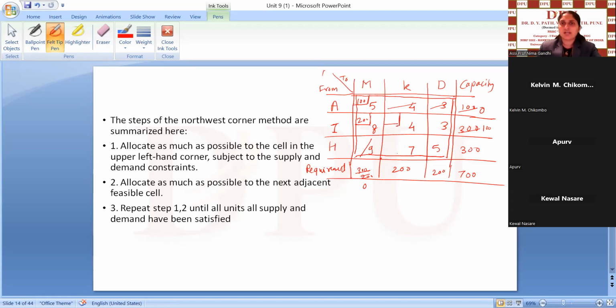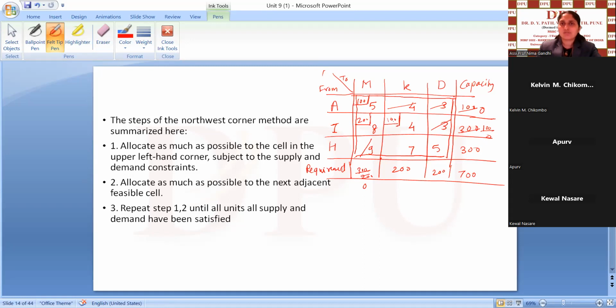Again, we try to allocate the minimum of 200 and 100. What is the minimum? 100 is the minimum. So the remaining 100 we are transporting to Kolkata. Now there is no more availability from Indore, so we are canceling this.